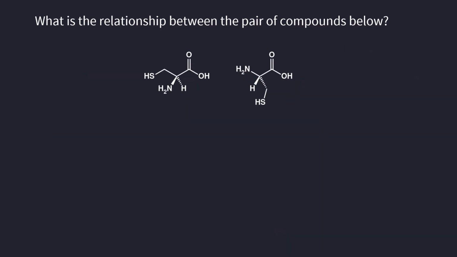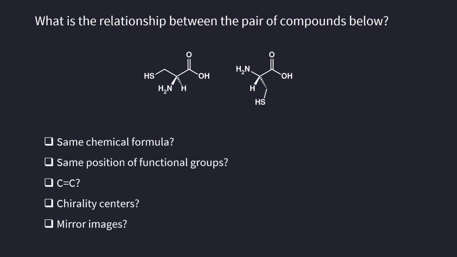Next up, what is the relationship between the pair of compounds below? So looking at the structures of the two compounds, they look to have the same chemical formula. They both have 3 carbons, the same carboxyl group, amino group, and thiol group on both of the molecules. So they have the same functional groups and the same level of unsaturation. They only have one double bond, which is this carbonyl group. Now they have the same position of functional groups, and they do not have a C double bond C.